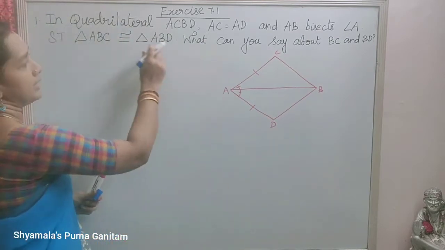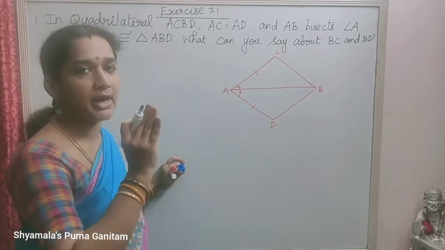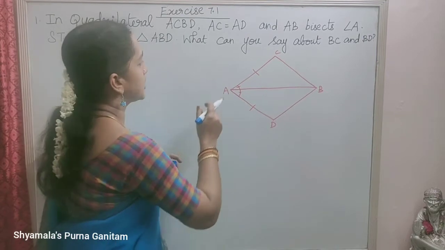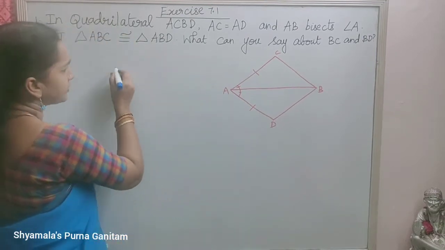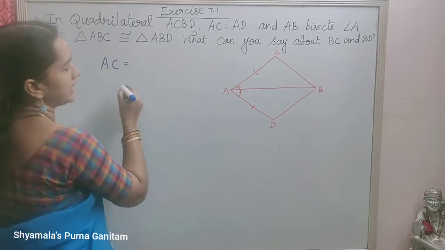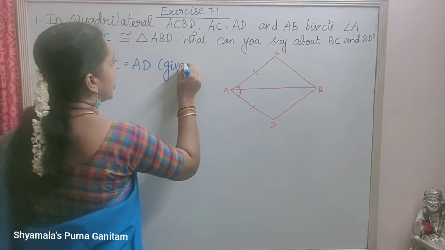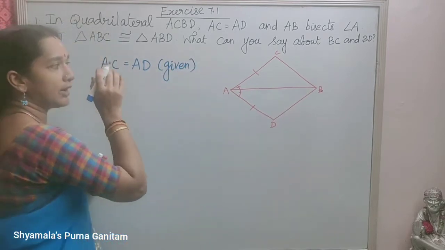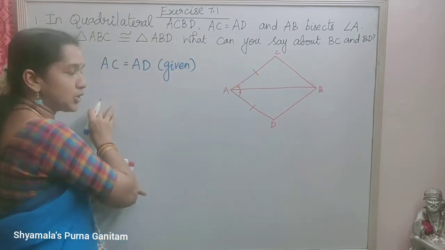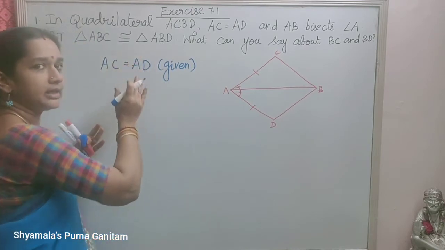Okay. So ABCD is the quadrilateral. So we need to say three parts are equal. Then only we can say the congruency of triangles. So in this, what are all the things given? AC is equal to AD. So this is given in the question. Whenever you are writing the equal parts, you have to write the parts of the first triangle first, then the second triangle's parts accordingly below that.